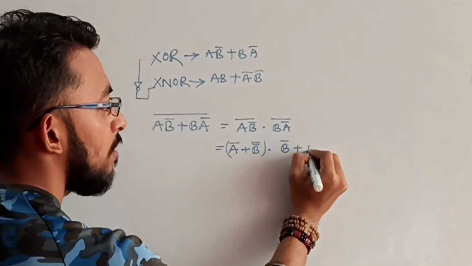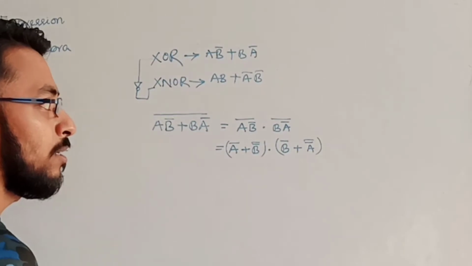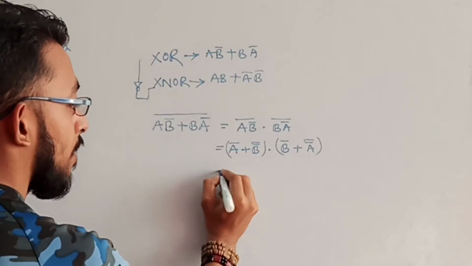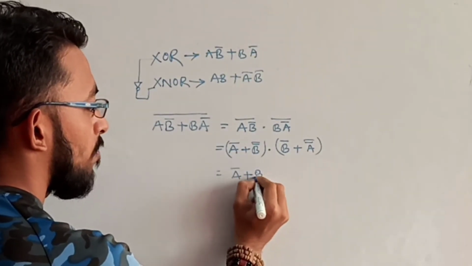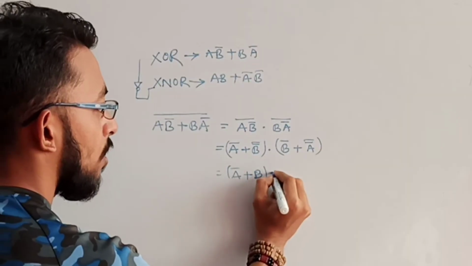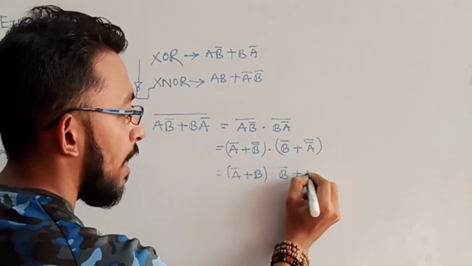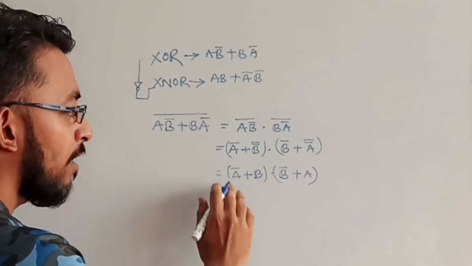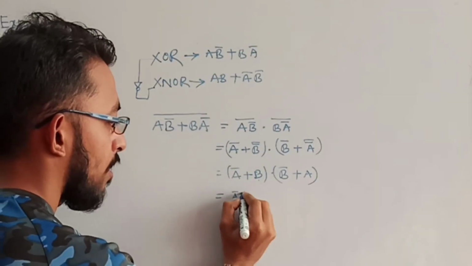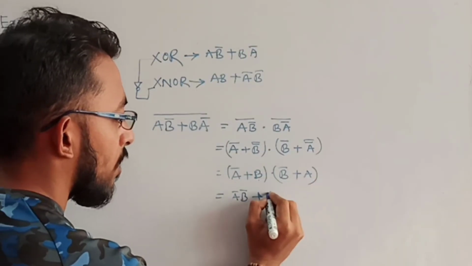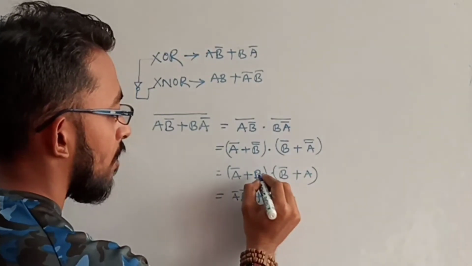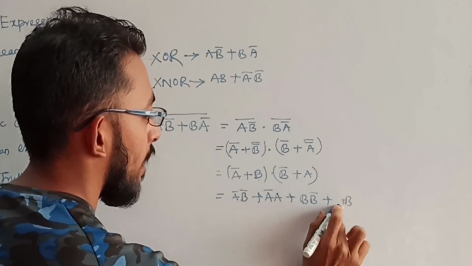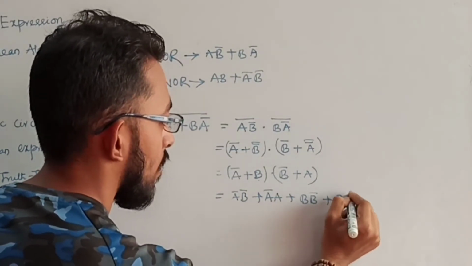B bar plus A bar bar. What did I do? X dot y whole bar, I applied the formula x bar plus y bar. It is nothing but A bar plus B bar bar is nothing but B, B bar is there, plus A bar bar is nothing but A. Now I have to use the distributive formula. I have to multiply A bar dot B bar, plus A bar dot A, plus B dot B bar, plus B dot A, or A dot B or B dot A, whatever you can write.